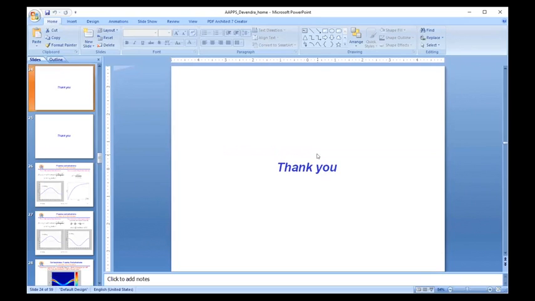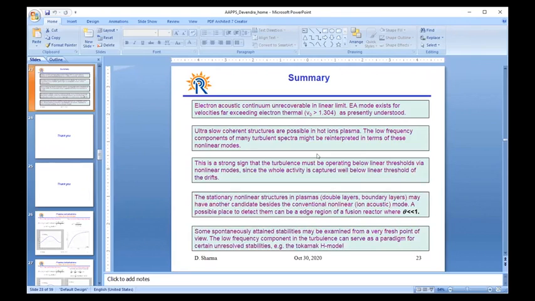If not, I'd like to ask Dr. Sharma about the applicability of your analysis for higher dimensions. If I understand correctly, your simulation was done in 1D. Yes. So my question is whether such a stable structure in high ion temperature plasma can be possible in a 3D system like a tokamak.